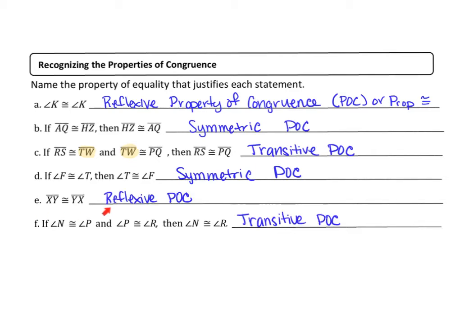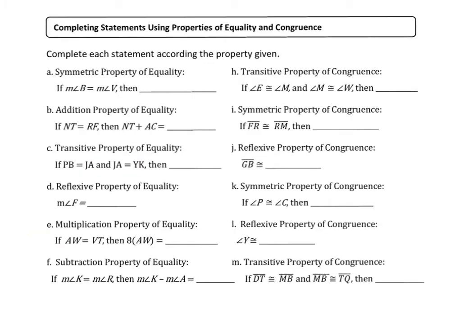For letter E, you should have had reflexive property of congruence, and for letter F, you should have had transitive property of congruence. For these examples, we're going to complete each statement according to the property given. So if measurement of angle B is equal to measurement of angle V, what would the rest of the statement look like if I wanted it to be the symmetric property of equality? So for the symmetric property, all I have to do is switch the order.